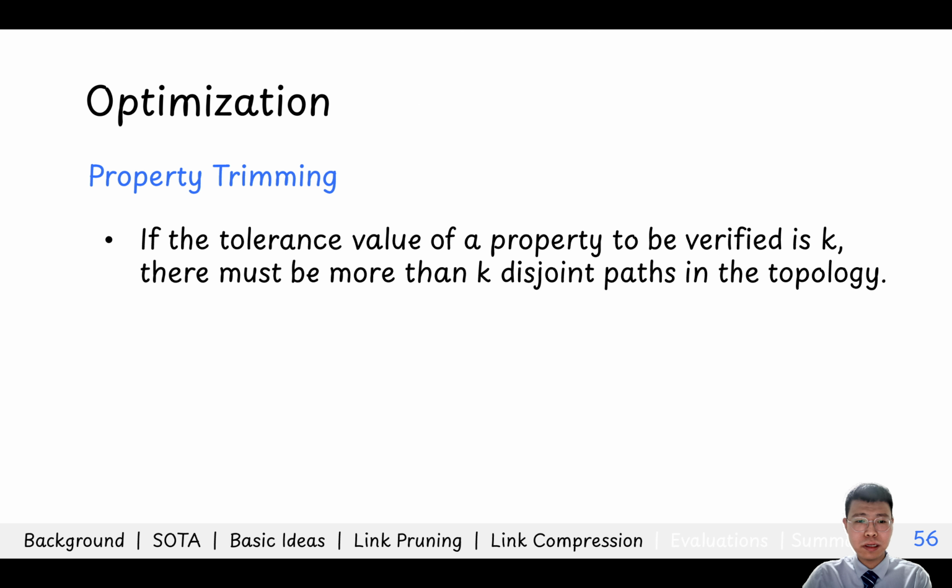We also take a common user optimization called property trimming. If the tolerance value of a property to be verified is k, there must be more than k disjoint paths in the property. If the property doesn't satisfy this requirement, we could directly return that the property is violated and don't need to verify.